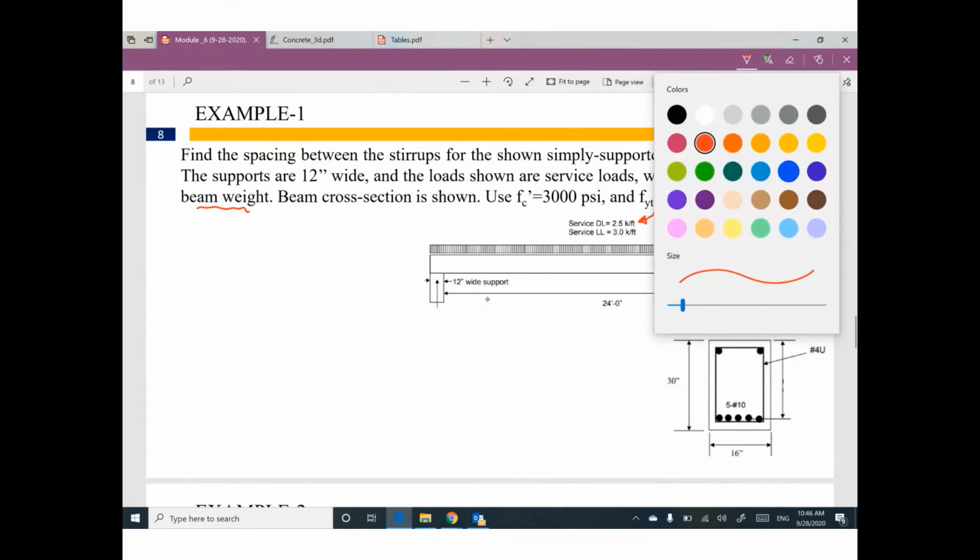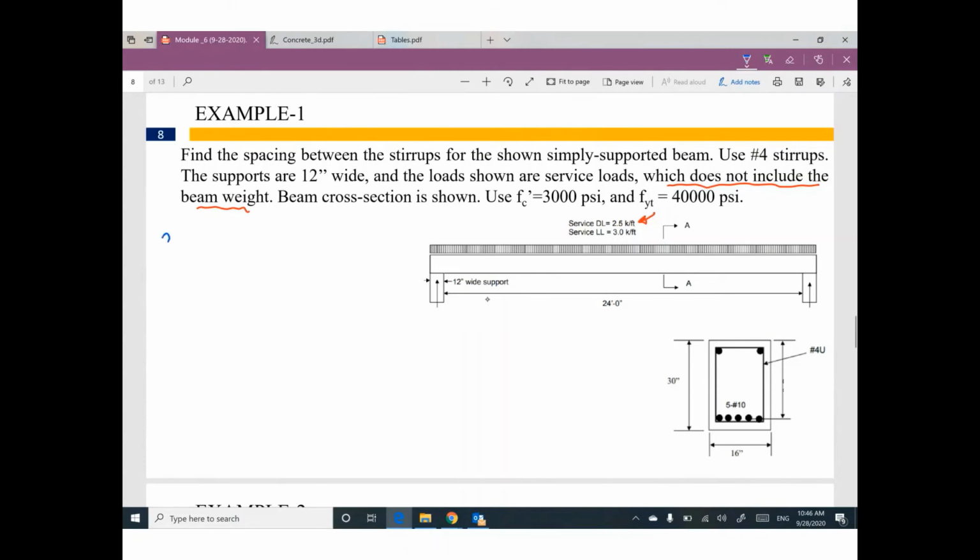So the weight of the beam equals 16 divided by 12 times 30 divided by 12 times 150. That's right: 16 divided by 12 times 30 divided by 12 times 150. Your value is 500 pounds per foot.